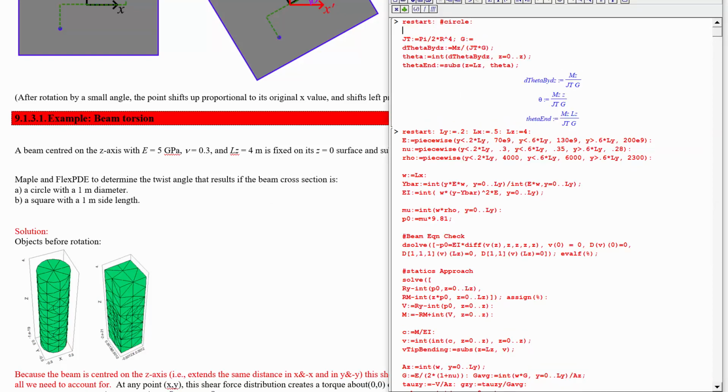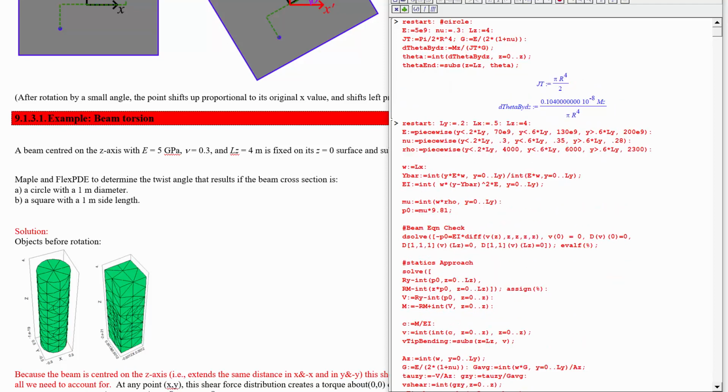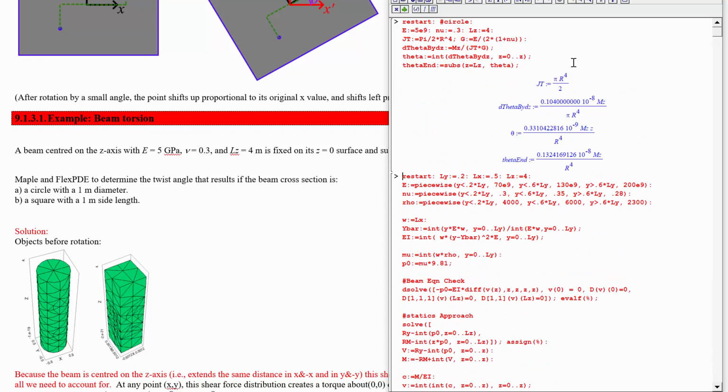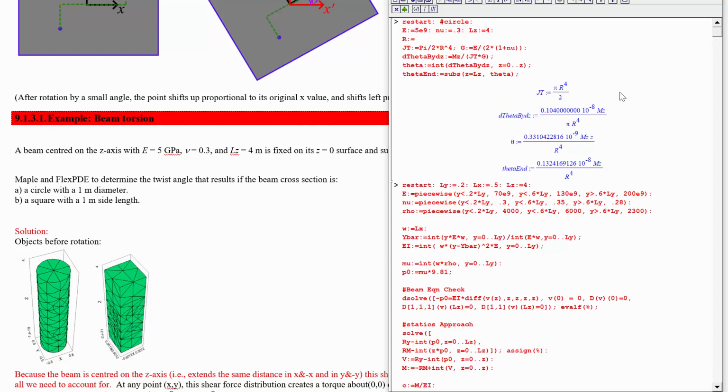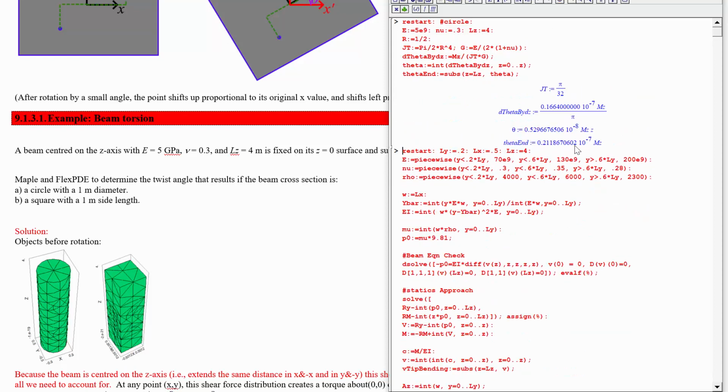Let's put that in here. E is equal to 5e9, nu is equal to 0.3, not 0.2, and Lz is equal to 4. Then G is equal to E over 2 times 1 plus nu. And that should give us JTG, all good. So we need to know what the moment is, and we need to know what the radius is for this. If we have a 1 meter diameter, then we've got R is equal to 1 over 2. And there we have it.